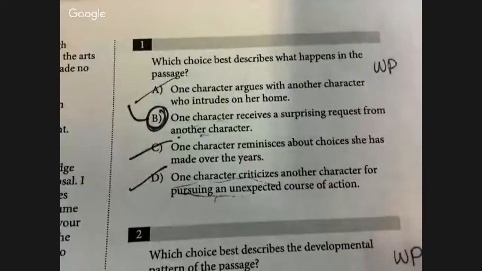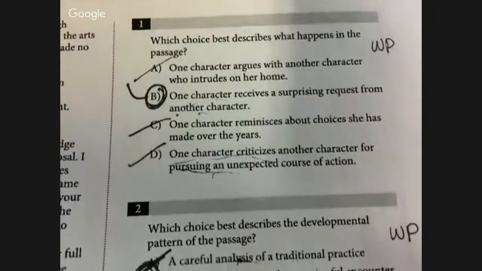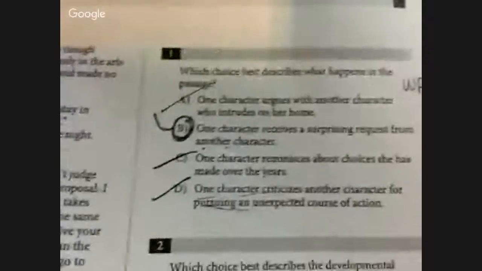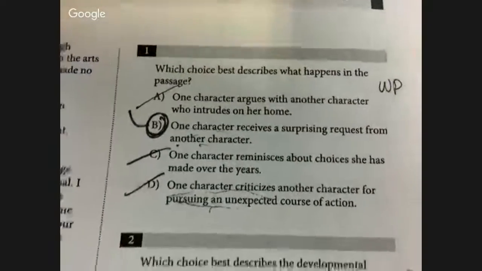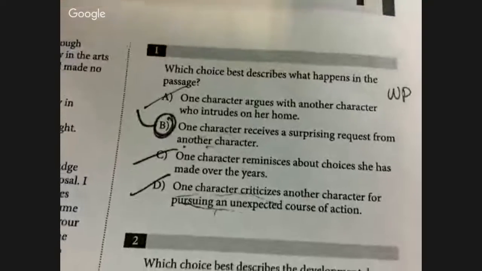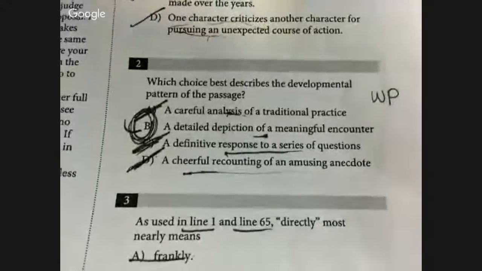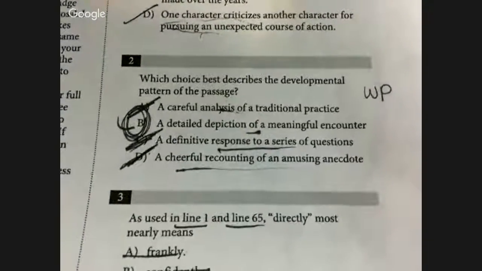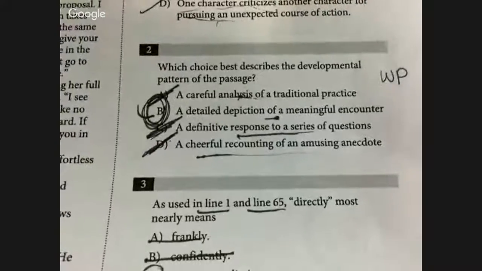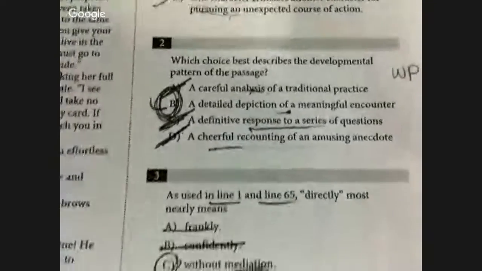Let's start with question number 1. Which choice best describes what happens in the passage? Well, we can't really plot that. I put a WP for whole passage. Which choice best describes the developmental pattern of the passage? Again, you can't really tell, so I put whole passage because you need the whole passage to answer it.